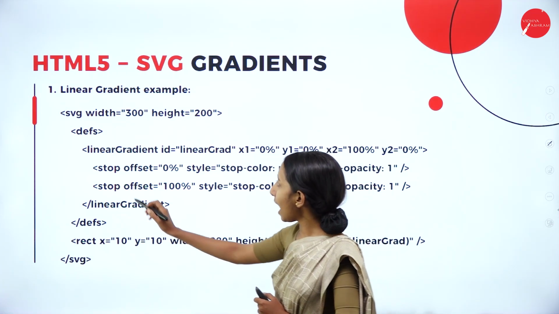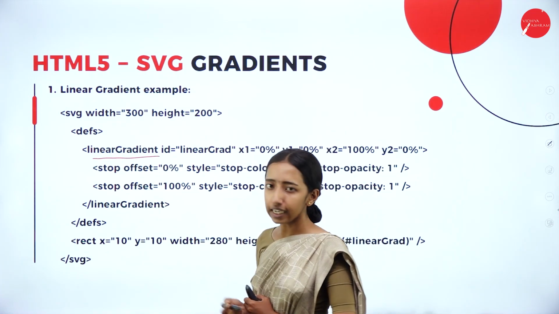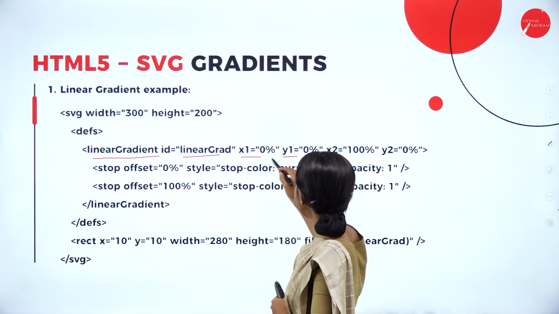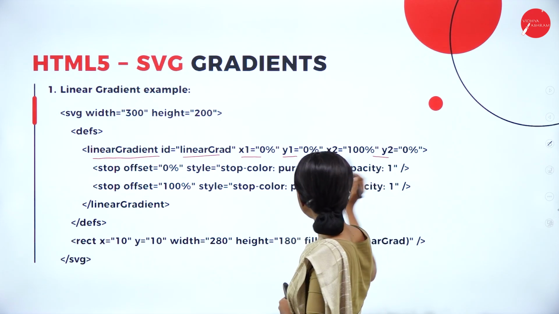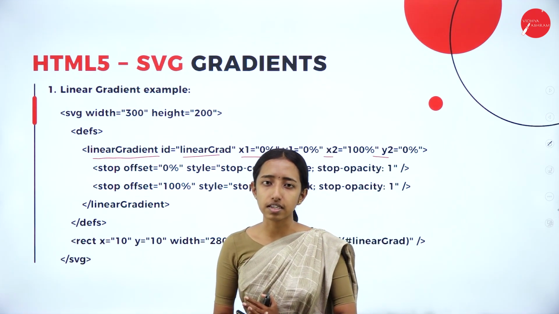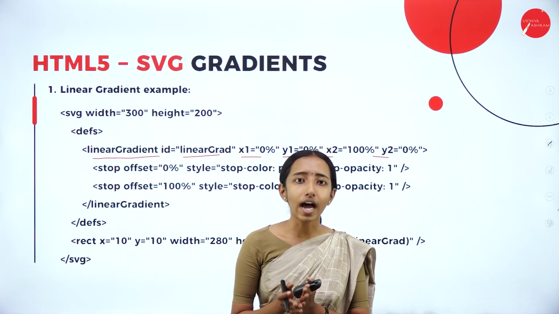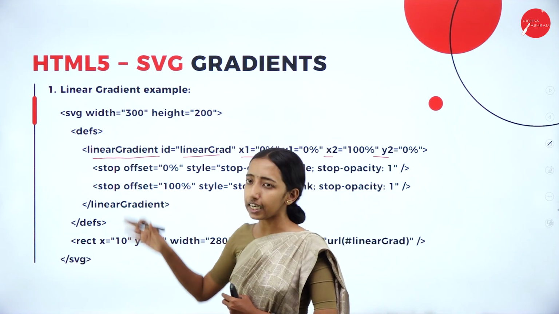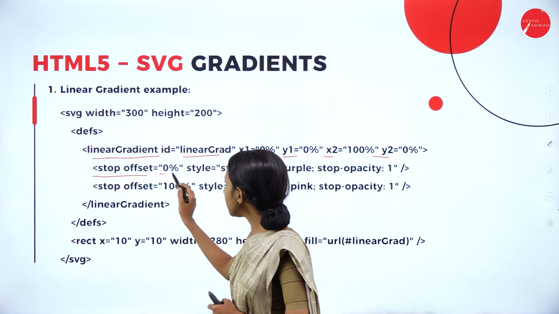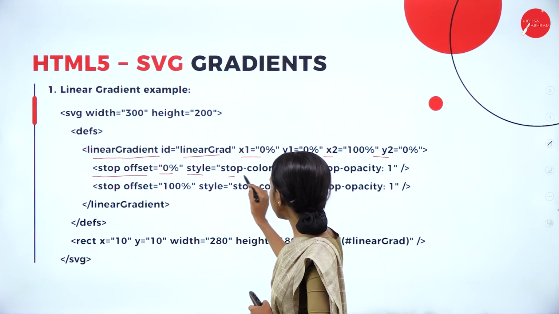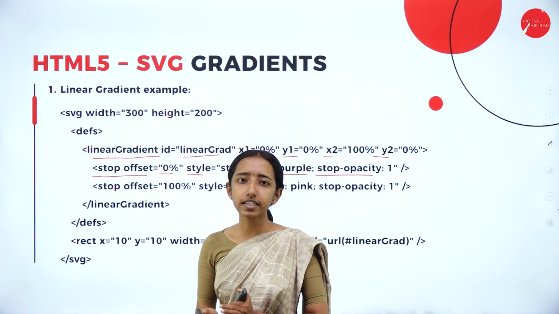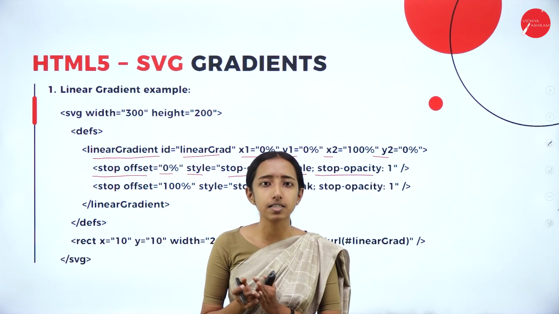So here you can see I have taken the linear gradient with the ID linearGrad and I have given x1, y1 as 0%, and x2 as 100% and y2 as 0%. So these are the coordinates and also the attributes of the linear gradient element. Next, stop offset. So here 0% and in the style I have taken stop-color purple and the stop-opacity. So opacity will be between 0 and 1 with a decimal number.